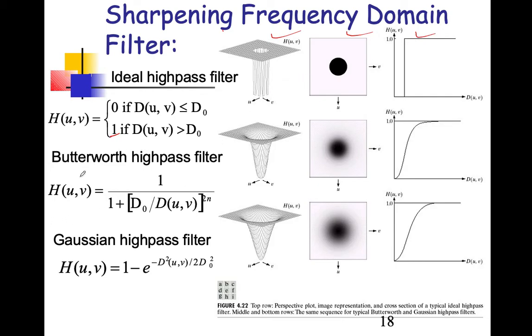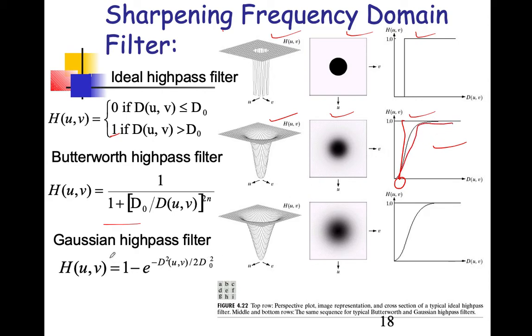Same way for Butterworth high pass filter, it will allow high frequency. So h of u comma v equals 1 divided by 1 plus d naught divided by d of u comma v to the power of 2n. This is the expression which we are following for the high pass filter, and these are the results we are getting from your Butterworth high pass filter. This is the graph of your Butterworth high pass filter. We can see that from this particular region, it is going to allow high frequency.